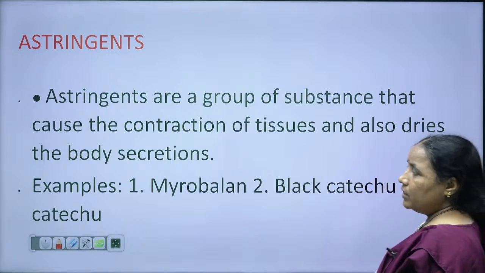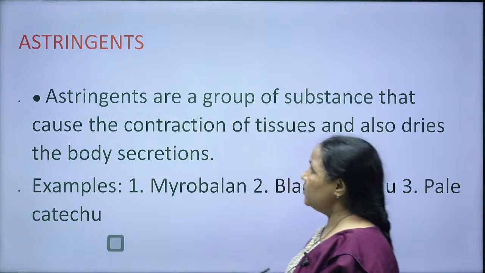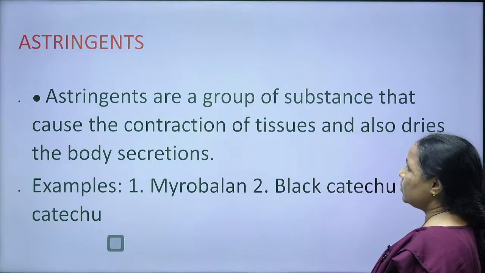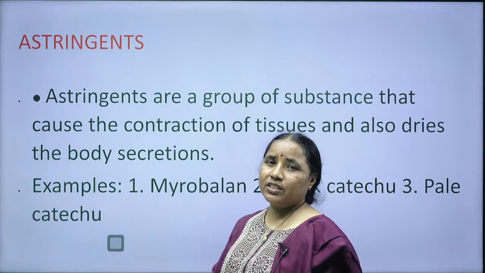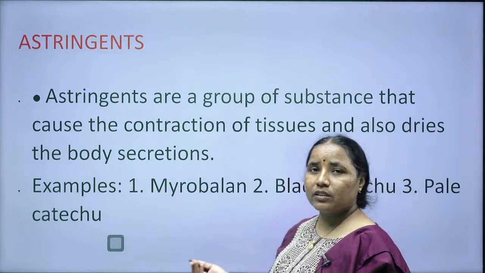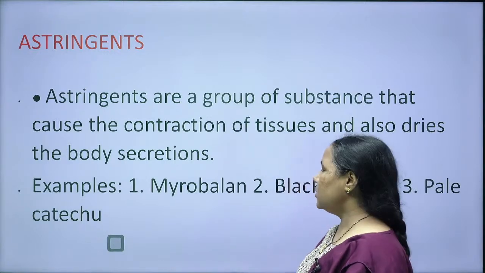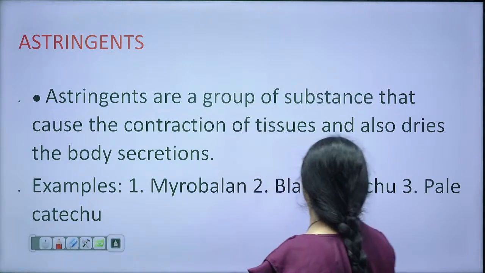Then we will discuss the next category of drugs, astringents. Astringents are that group of substances that cause contraction of the tissues and also dry the body secretions, that is nothing but the precipitation of proteins. The examples of drugs used as astringents are myrobalan, black catechu and pale catechu.